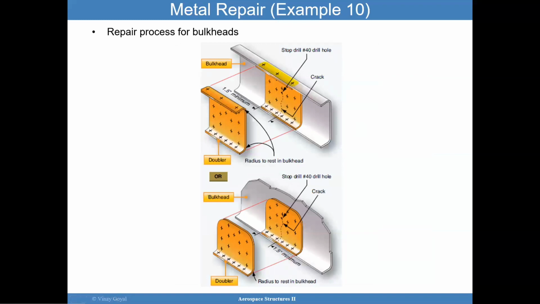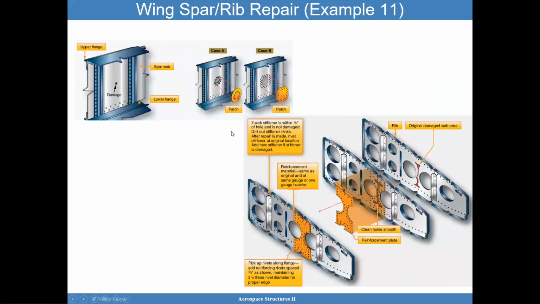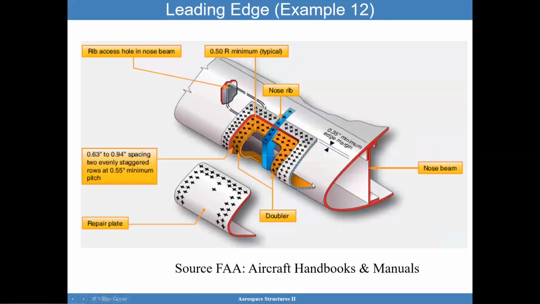Here's another example of a bulkhead. In this case, you have a crack, and then you bring this in, and you bolt it in, and this becomes your load path, this one right here. Yet another example of a wing spar rib repair. Here is an example of a patch. Another example of a patch if you have damage like that. Here's another example of damage, and then here you put some sort of reinforcement that has a shape. So again, all these need to be qualified and verified that it's going to work.